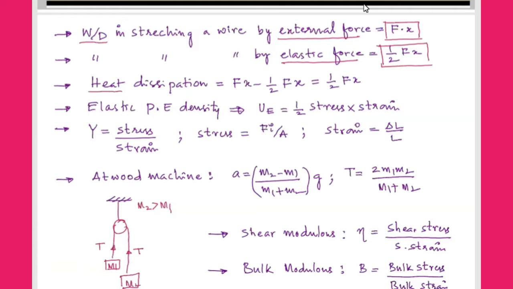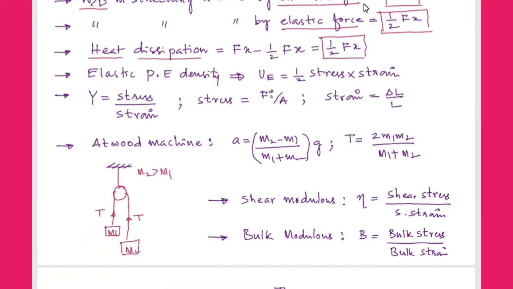Next, heat dissipated in stretching a wire through elongation X, which is nothing but Fx minus half Fx, we will be getting half Fx. That means whenever you stretch a wire, half of it will be work done by the elastic force, and the remaining heat will be dissipated while stretching a wire. Next, elastic potential energy density. Elastic potential energy density, UE, is equal to half stress into strain.